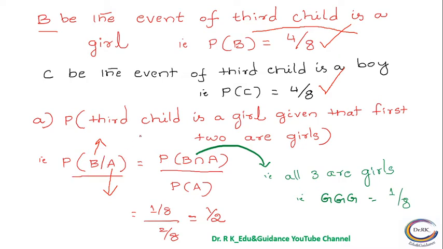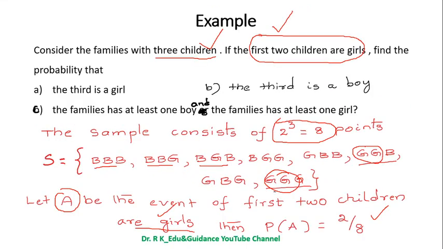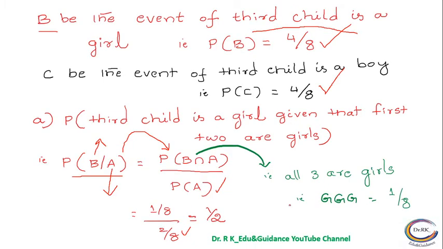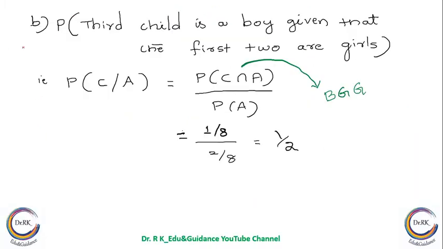And immediately we recall the corresponding formula, P of B intersection A by P of A. P of A we already calculated, so 2 by 8. So B intersection A means what? A is 2 girls, B is the third is a girl. That means all 3 are girls. So out of the sample space, only one possibility is in favor of that intersection. Therefore it is 1 by 8. So 1 by 8 is the probability for this, 2 by 8 is the probability for this, therefore it is 1 by 2.